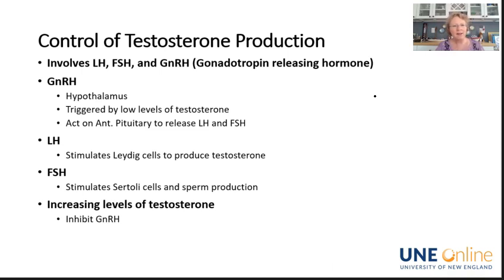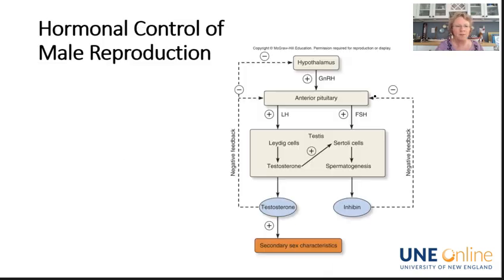And as the Leydig cells are producing more testosterone, that means that testosterone levels in the blood increase, which work on the hypothalamus to decrease gonadotropin releasing hormone, which will in turn decrease the release of LH and FSH. You can see it's a negative feedback loop again. So let's look at a diagram of that.